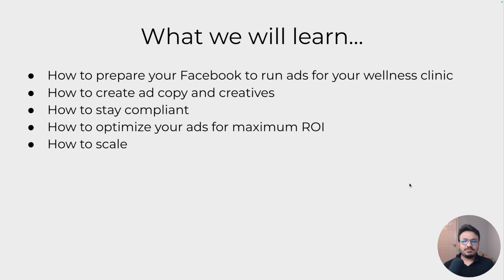How to create ad copy and creative. So I'm going to tell you how you can write ad copy that converts. I'm going to also show you how we create images, how we edit videos or stuff like that to use them in our ad campaigns. How to stay compliant. This is a very important step. So remember when I told you that there are certain things you need to avoid, certain things you need to be careful about. That's the stuff we are going to learn in how to stay compliant. How to optimize your ads for maximum ROI. This is really important. This is after you publish your campaign. And most importantly, how to scale, because at the end of the day, we always want to scale and always want to go to the next level, no matter where we are.